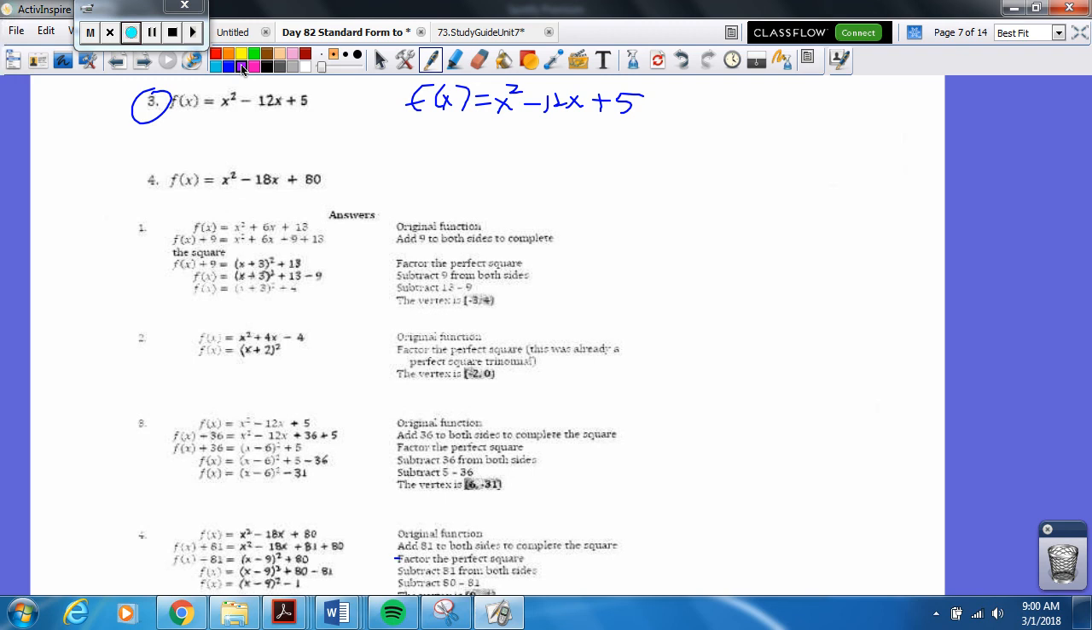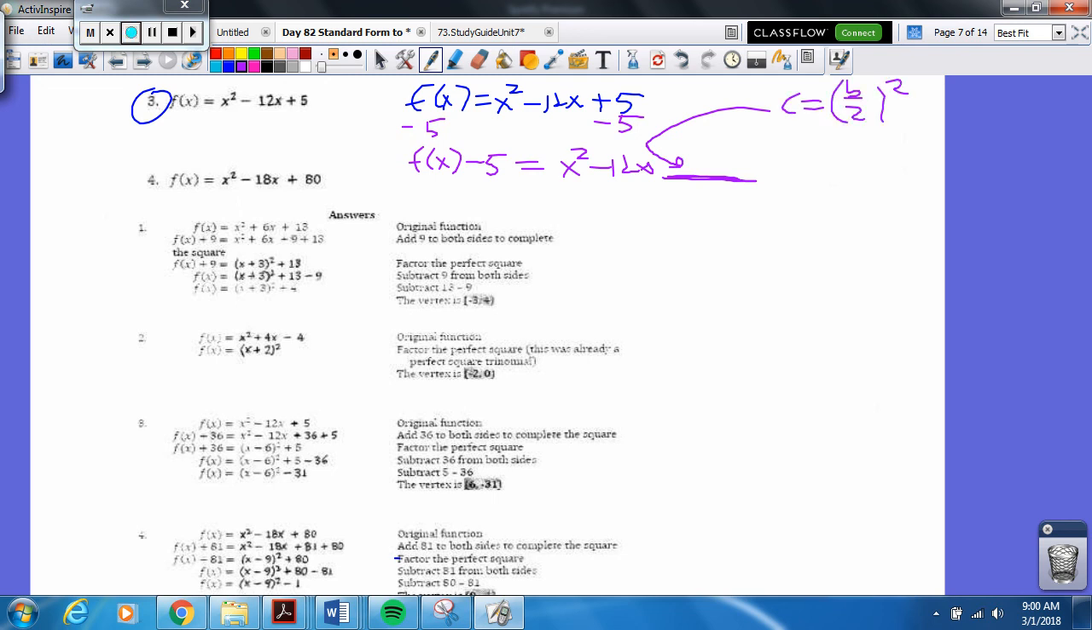All right, welcome back. Check it out. Hopefully you did this. Subtract 5 on both sides. F of x minus 5 equals x squared minus 12x, space. Okay, so right in here, I've got my new c is going to be b divided by 2 squared. So negative 12 divided by 2 is negative 6. Negative 6 squared is 36. Add 36 to both sides.